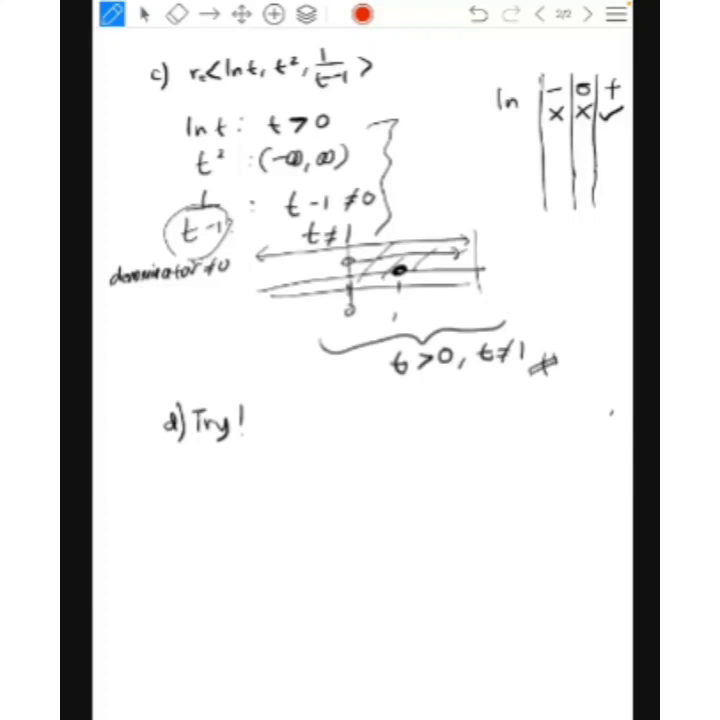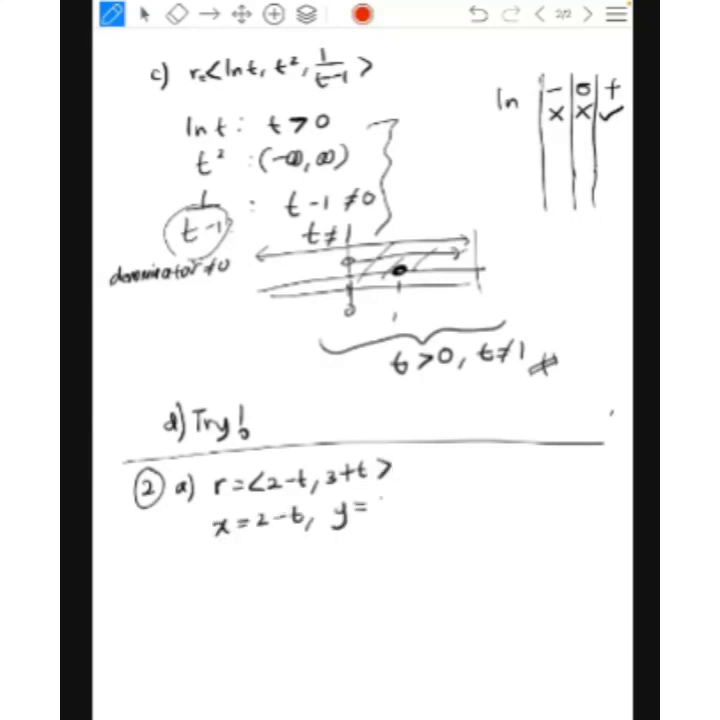Sketch the parametric curve represented by each of the following vector functions, showing the orientation. So for parametric equations we have to look into chapter 1. This is the curve where we have x, y, and z, and it becomes a vector. For A, we have r equals 2 minus t and 3 plus t. So basically, our x is 2 minus t and our y is 3 plus t. So this is a parametric equation.